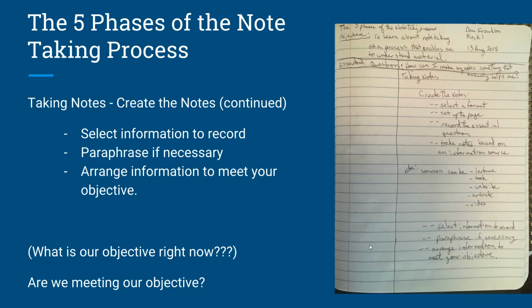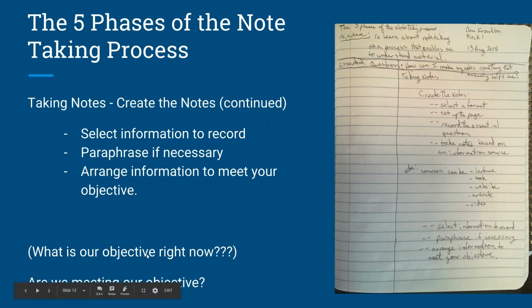Arrange the information to meet your objective. We're going to do some notes where you might be comparing and contrasting something. So this arrangement actually wouldn't help you. We would need to do a Venn diagram or something else. So we're going to be very flexible on what goes in our notes, but this format where this is blank and where we're taking our notes is going to be the same.